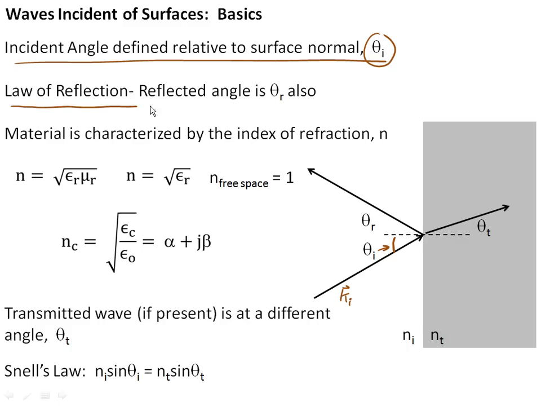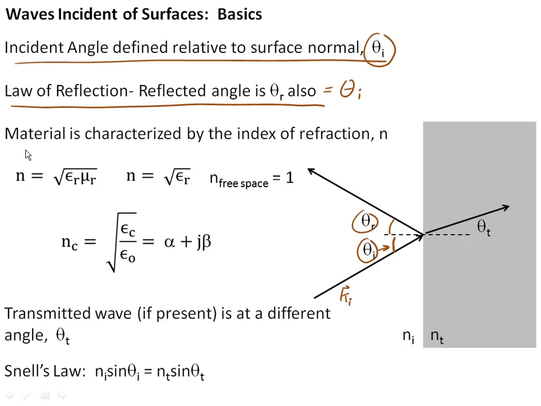There's also something called the law of reflection, which says the reflected angle, theta sub r, is also equal to theta sub i. So here we have theta sub r, the angle of reflection, and this angle, theta sub r, and this angle, theta sub i, are equal to one another. In other words, for most flat surfaces, the angle of reflection doesn't go off in a different direction than the angle of incidence.